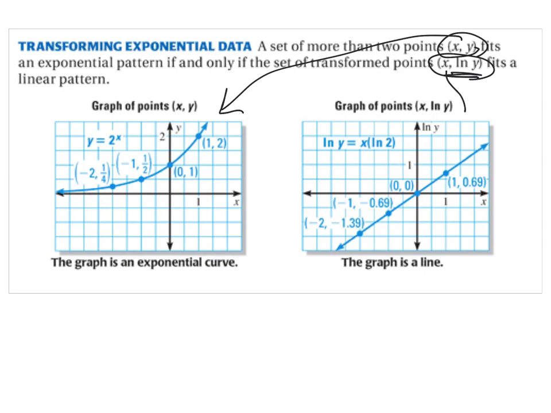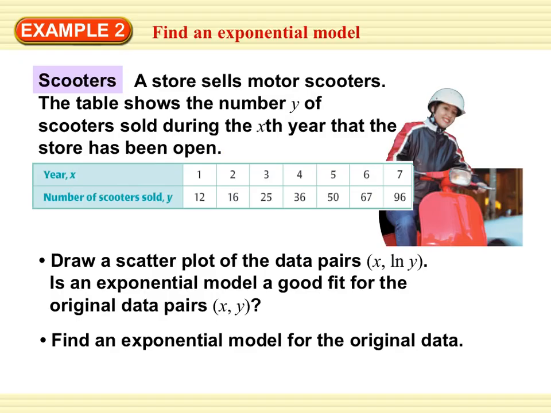X log y is going to look linear. I know, it's backwards. Okay, if we have 2 points x, y and it looks like this, the graph is exponential. If we have 2 points x, log y and it looks like this, the graph is a line. Whew, let's look at it.